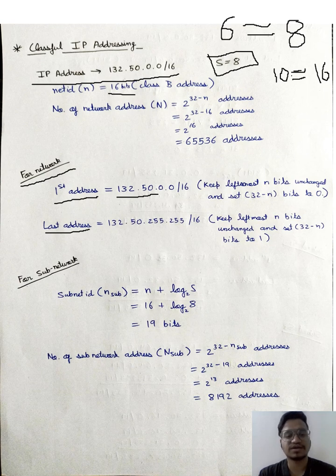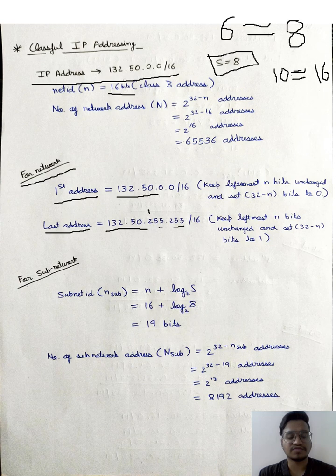Now how will we calculate the last address? The last address is calculated by keeping the leftmost n bits unchanged and setting 32 minus n bits to 1. So here, keeping the 16 bits unchanged, and 32 minus 16, where 16 is small n, equals 16 bits set to 1. If we keep the next 16 bits as 1, the result will be 255, because 8 bits will be calculated to 255 and the next 8 bits will be calculated to 255. So this is how we calculate the first address and last address.